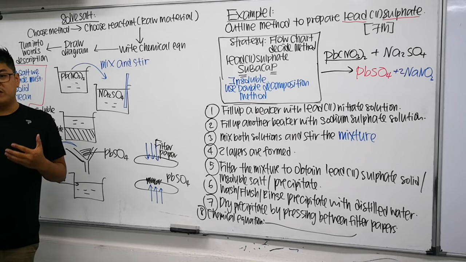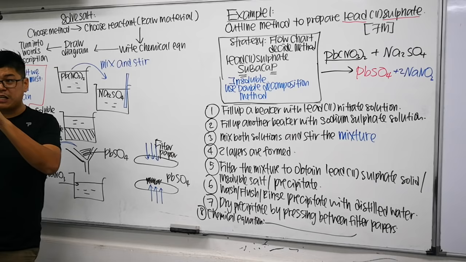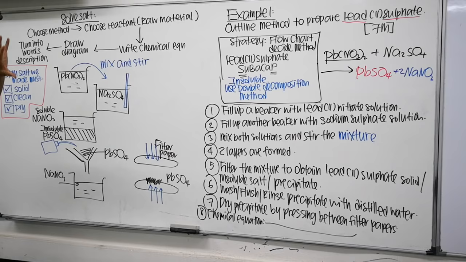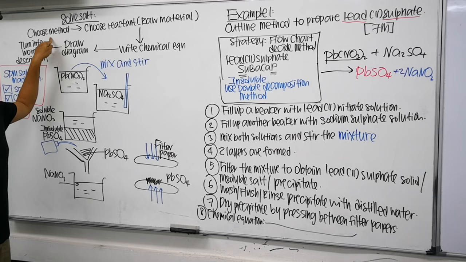Are you feeling that? Now let's put all the puzzle together again. We will do one last example to see whether you understand or not. What's the puzzle? Number one, whenever we want to make a salt, first of all, you must choose the method. How do you choose the method? The flow chart. Ask yourself the two questions: is it soluble? Do you have a spark? From there, choose the method out of the three.